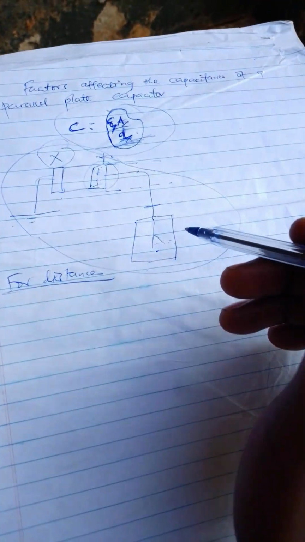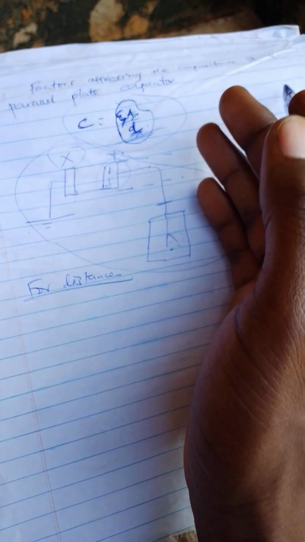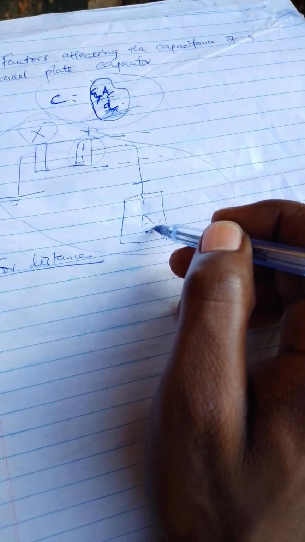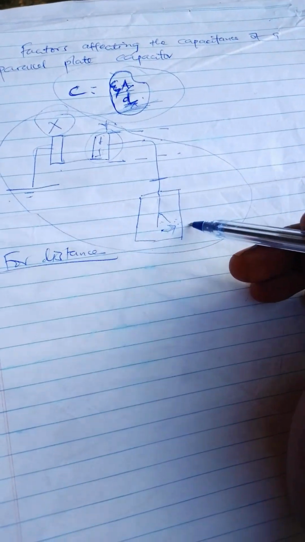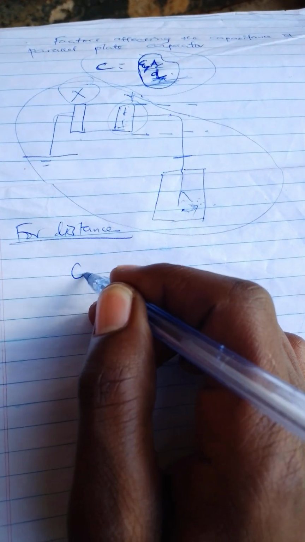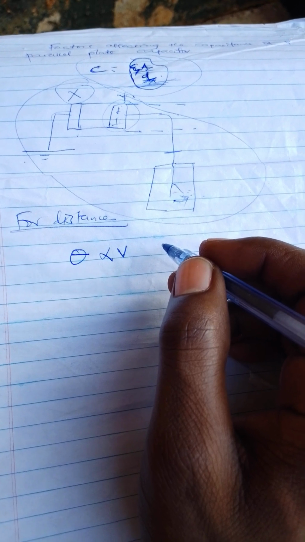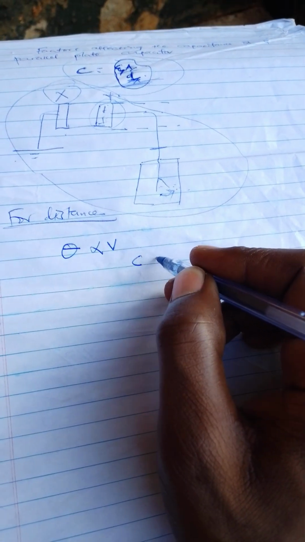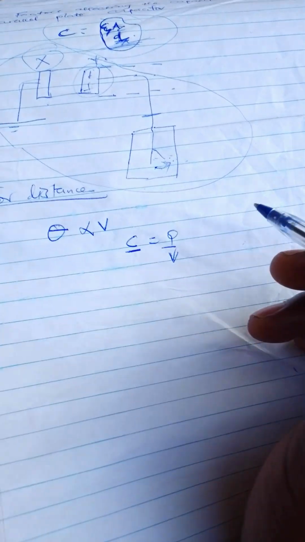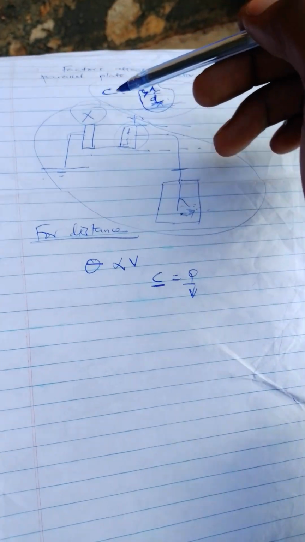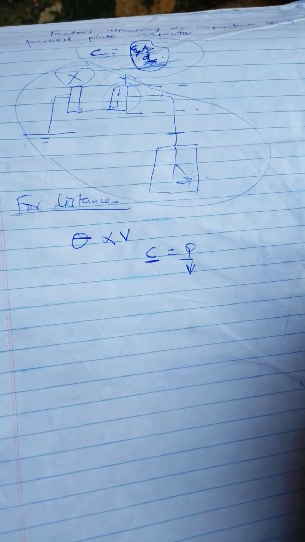Then as I move it like this, I keep on noticing the divergence of the gold leaf. When I move it away like that, the divergence of the gold leaf is seen to increase. So when the divergence of the gold leaf is increasing, it means that the divergence angle increases, and angle of divergence is directly proportional to the PD. And you better know that C is equal to Q over V. So if V increases, C decreases, and therefore an increase in distance will lead to a decrease in capacitance of a capacitor.